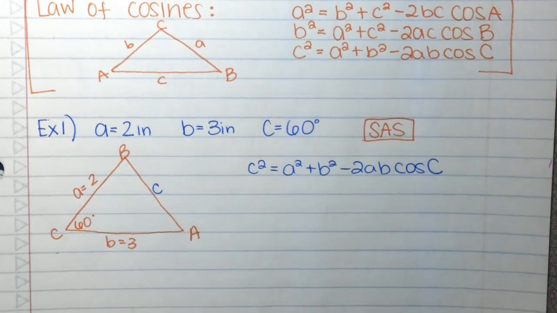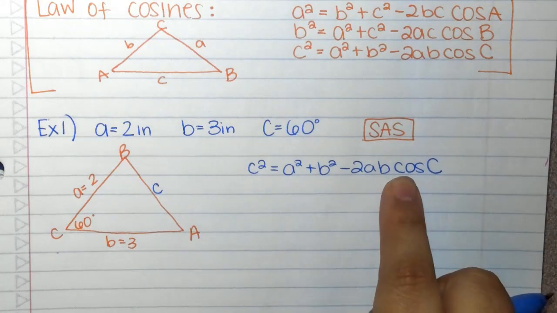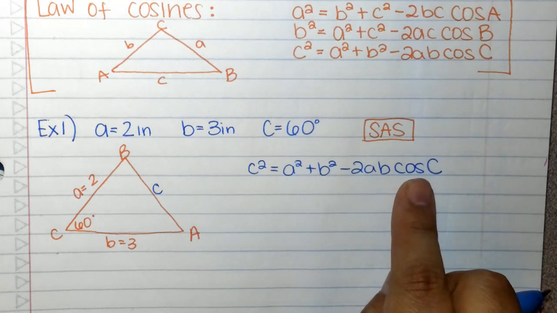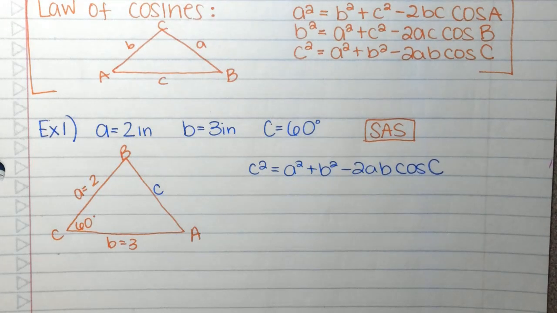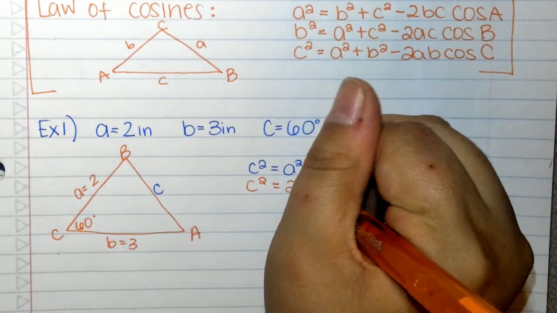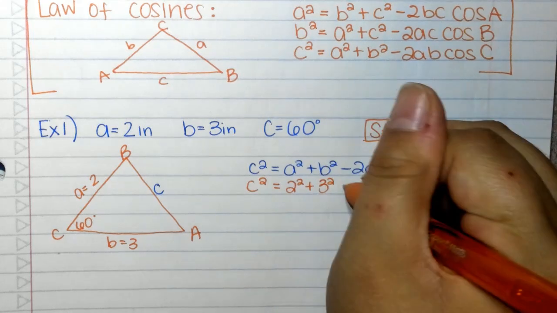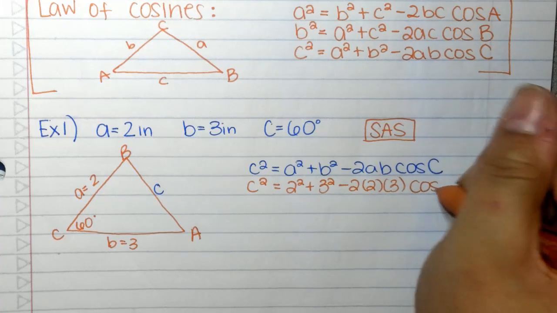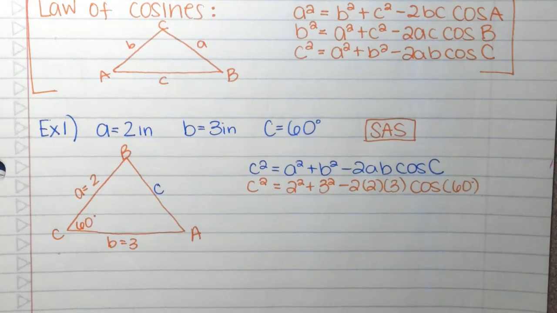You want to know the biggest mistake people make every single time they're doing law of cosines? They put sine. They literally write law of cosines. And then you put sine. Make sure you're putting cosine with this one. All right? Let's plug in what we know. So I don't know C, but I know A is 2 squared. I know B is 3 squared minus 2 times 3 cosine of 60 degrees.